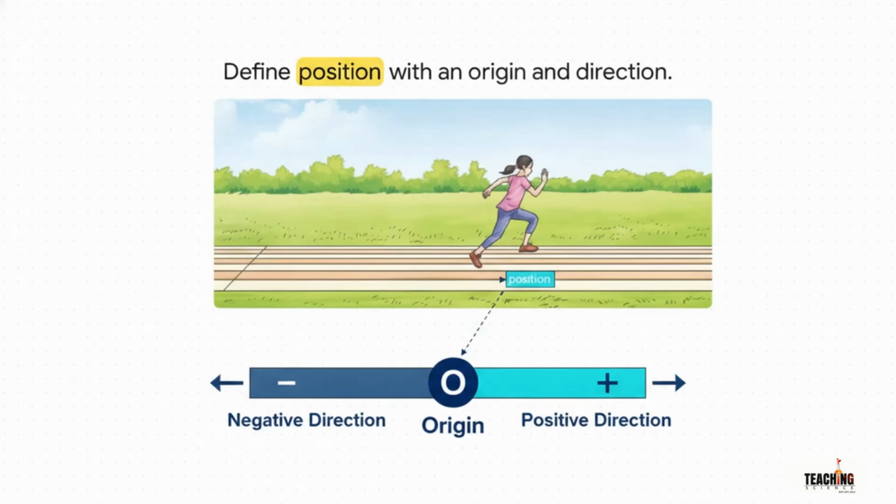Let's actually visualize this. Check out the athlete here. To map her position perfectly as she runs, we first have to lock down a fixed reference point. We call this the origin, marked with an O. But just having a distance isn't quite enough. We absolutely need direction too. For an object moving in a straight line, it can only really go forward or backward. So we represent that direction using plus and minus signs. Basically, positions to the right of our origin O are positive, and anything to the left is negative.